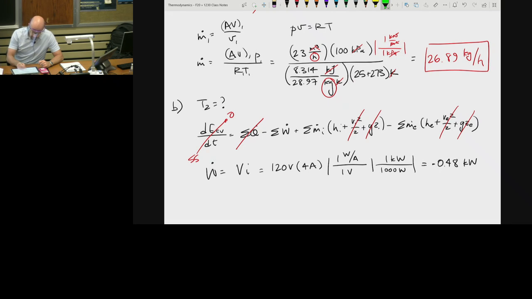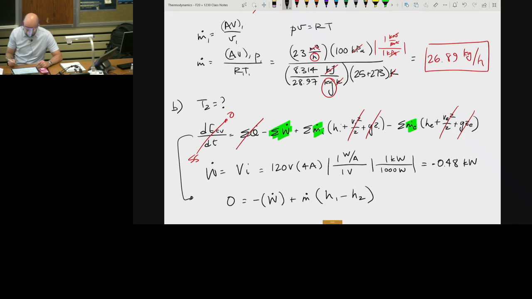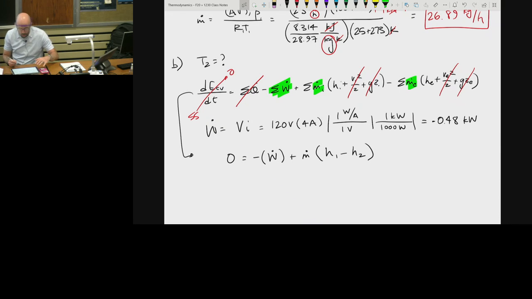Now I have this value here. I have all the work. I also have the mass flow rate in and the mass flow rate out. So let's rewrite this equation down here. It's going to be 0 is equal to minus the rate of work, plus my mass flow rate times H1 minus H2. That is what my big long equation simplified down into. Okay, and I found this, and I know this.